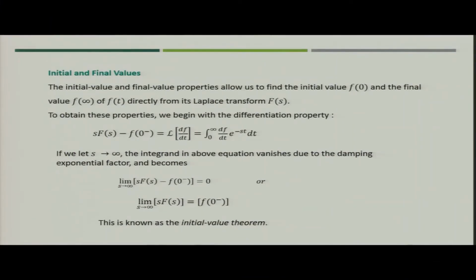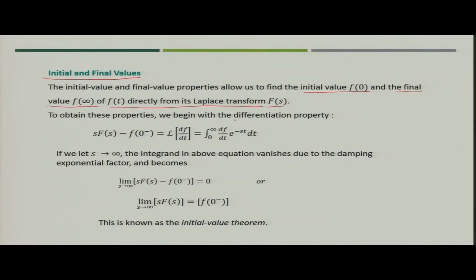Now let us talk about two important properties, that is basically what we call the initial value and final value theorems. These two theorems are very important in finding out the initial and final values of a function. That means they allow us to find the value of the function at time t equal to 0 and the value of the function at infinity, and we can find these two values directly with the help of the Laplace transform of f(t), that is F(s). How will we get this? Let us try to understand.